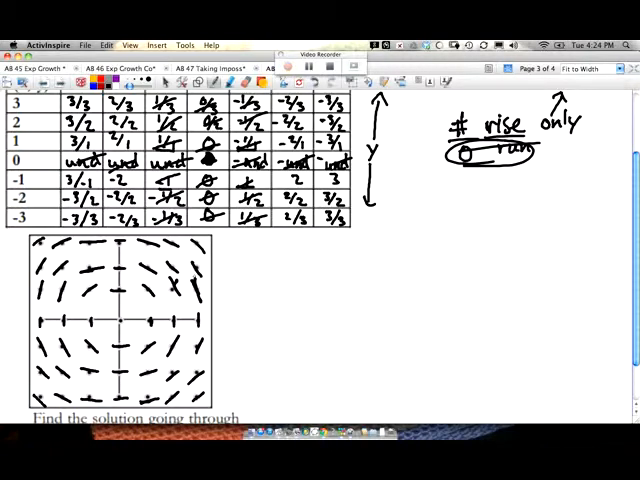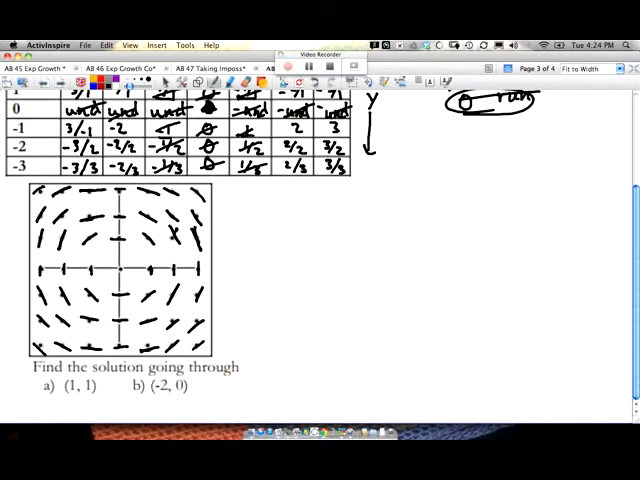There we go. All right, so there's my slope field. Now I just have to draw some pictures. It's asking me, what's the equation that goes through 1, 1? So if I'm going through 1, 1 right here, this looks a lot like a circle. I would imagine it kind of goes like that.